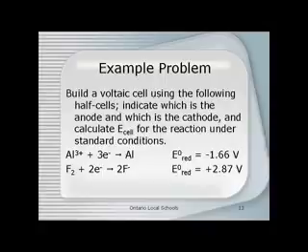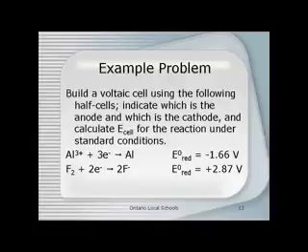So the two are aluminum 3 plus plus 3 electrons form aluminum metal, and you can see the standard reduction potential there is minus 1.66 volts. The other half cell is fluorine, F2, plus 2 electrons forms 2 fluoride ions. The standard reduction potential there is plus 2.87 volts.